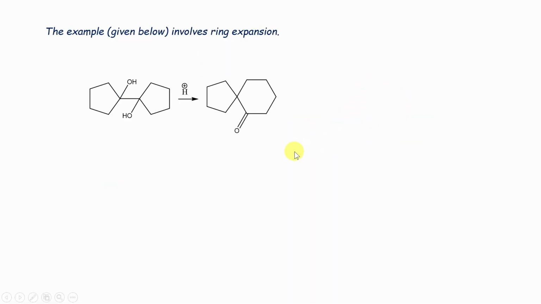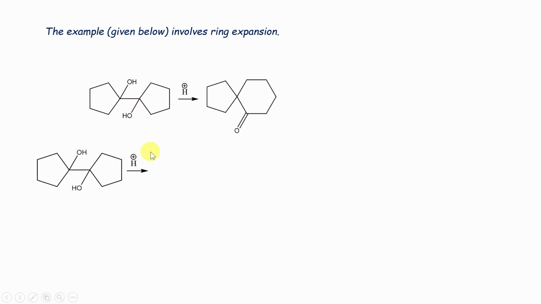In most cyclic pinacols, ring expansion takes place by this rearrangement. For example, see this example. Here, ring expansion occurs: this 5-membered ring becomes 6-membered. And so ring expansion takes place by the Pinacol-Pinacolone rearrangement in this 1,2 diol.